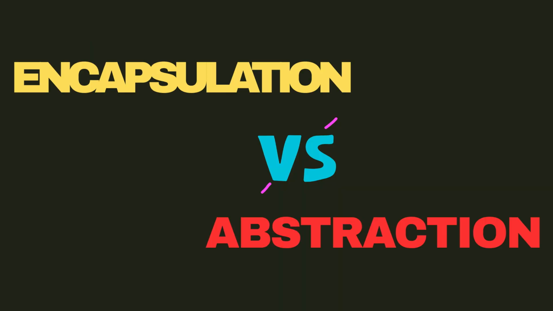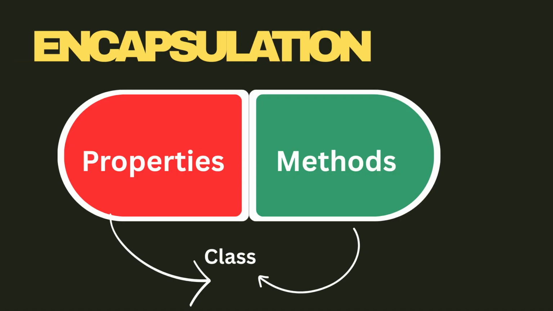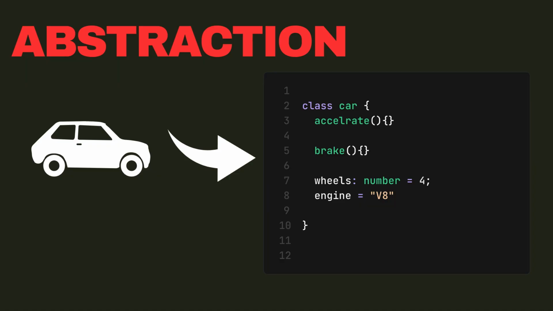Encapsulation versus abstraction. These are two fundamental principles of object-oriented programming that work together but serve different purposes. Encapsulation is the process of bundling properties and functions that operate on data within a single object/class, while restricting direct access to some of the object's internal states. While abstraction is the process of hiding complex implementation details and showing only the essential features of an object. It simplifies complexity by modeling classes appropriate to the problem.